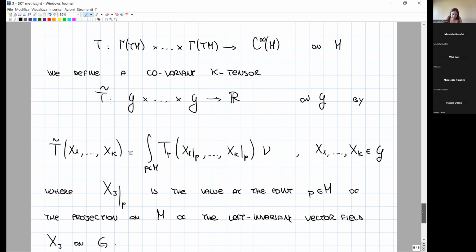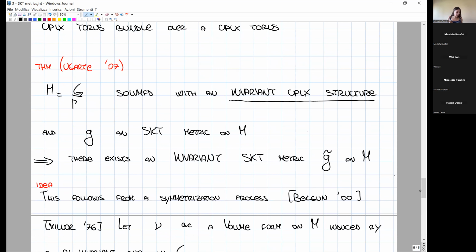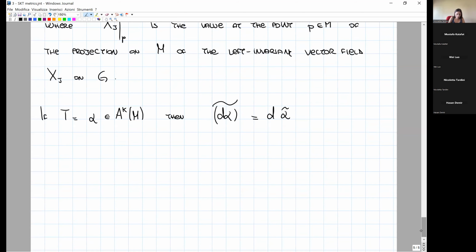So this is very nice because you see what the theorem is saying. You have an invariant complex structure, and you have an arbitrary metric that is SKT. So what does it mean? If omega is SKT, it means, if you remember, that DDC omega is equal to 0, which is equivalent to saying that DJD of omega is equal to 0. So this is equivalent to having an SKT metric.